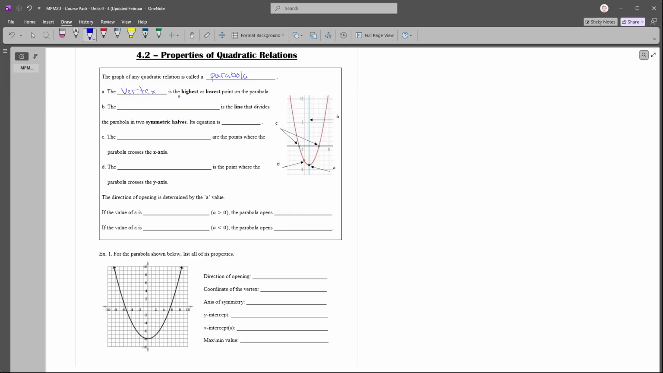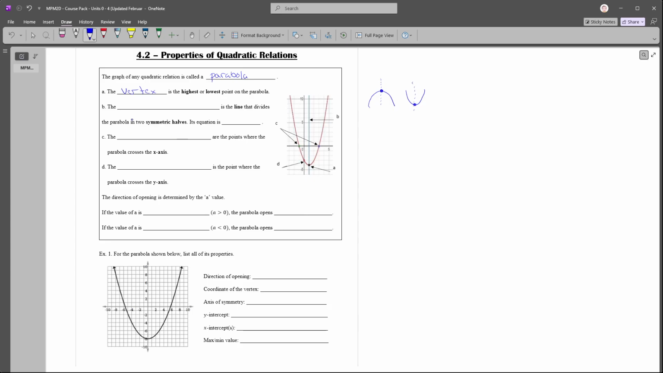So this is either the highest or the lowest point on the parabola, depending on which direction it is going. If the parabola is opening downwards, then the vertex is the maximum point on that parabola. If it is opening upwards, then it is the minimum point on that parabola. That's the vertex. Now there is a line that travels directly down the center of every parabola, and it splits it perfectly in half.